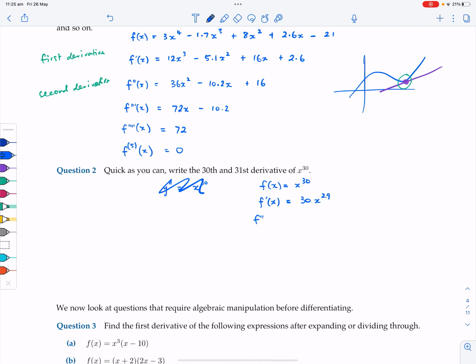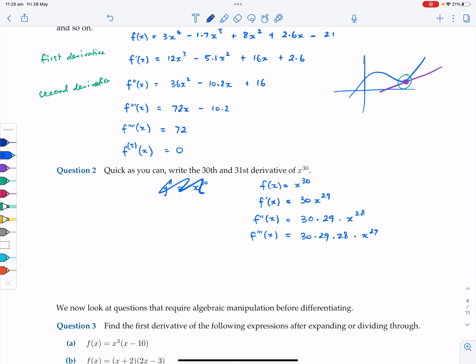And what's the second derivative? Rather than me actually calculate 30 times 29, I'm just going to go, that's 30 times 29 times x to the 28. Right, one more. F triple dash, the third derivative, 30 times 29 times 28 times x to the 27. You can see what's going on here. This is going to have something to do with 30 factorial, isn't it? Going to multiply all the way down to 1.